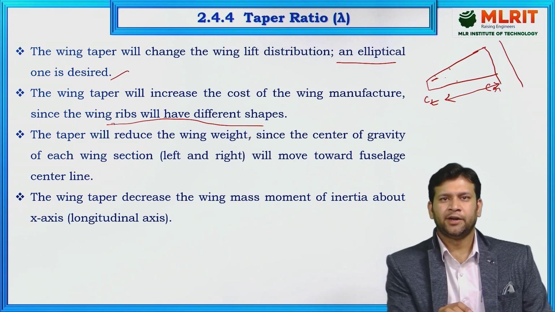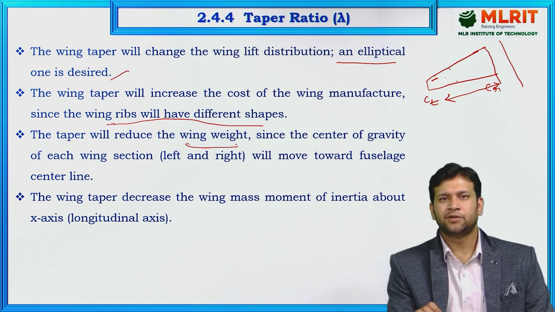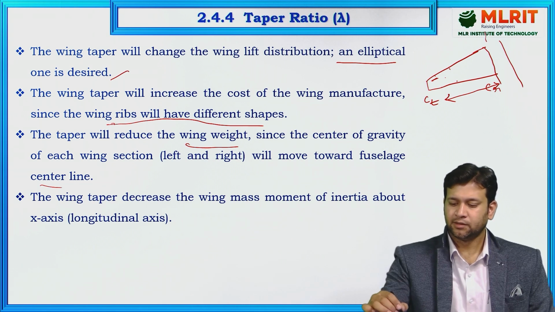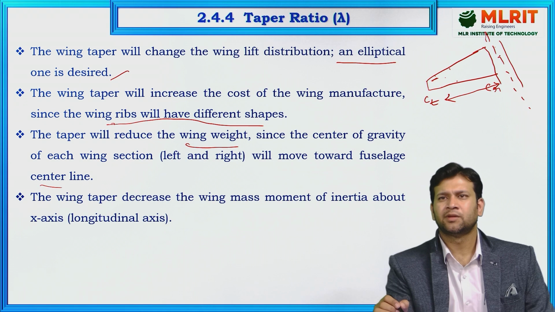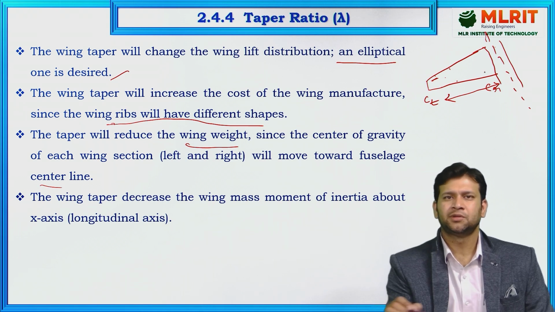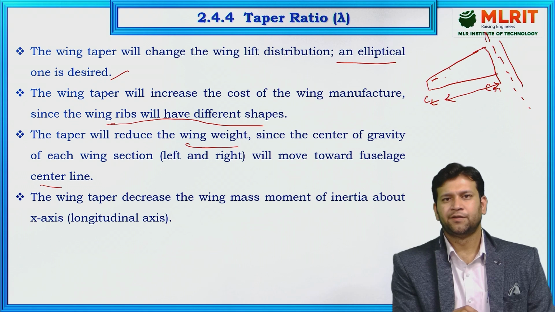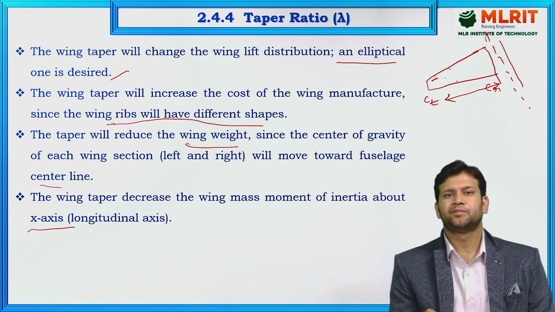The taper will reduce wing weight since the CG of each wing section left and right will move toward fuselage center line. This is the fuselage center line, which divides the fuselage into two equal halves on the left and right. The wing taper decreases the wing mass moment of inertia about x-axis.